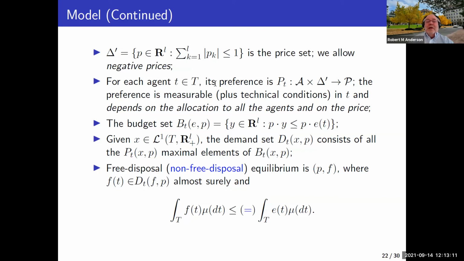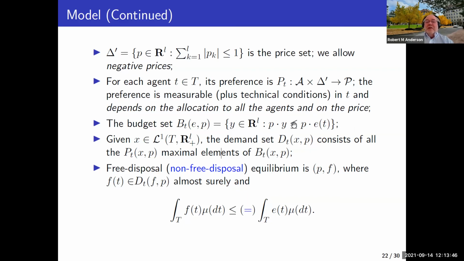And the preference of agent T, we've got a function from the allocation. So my preference over my consumption depends on what everyone else is consuming. That's actually allowed to depend on the price as well. Okay, and it tells me what my preference is over my own consumption. But it depends on the allocation to all the agents and on the price.